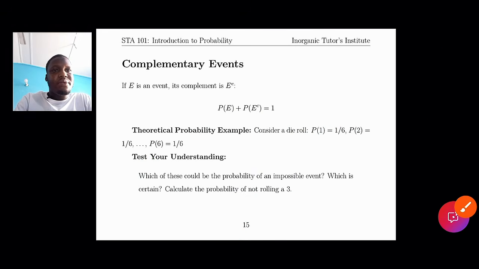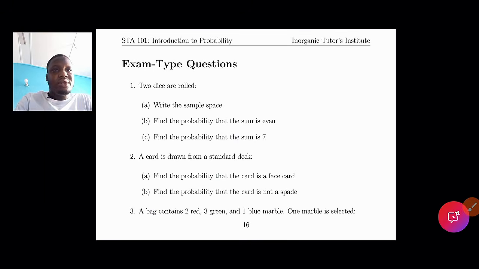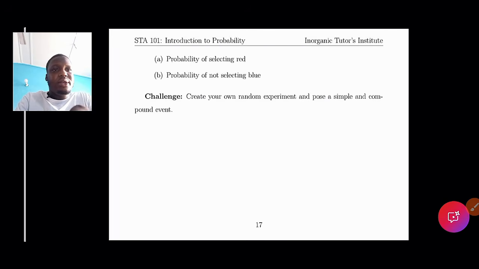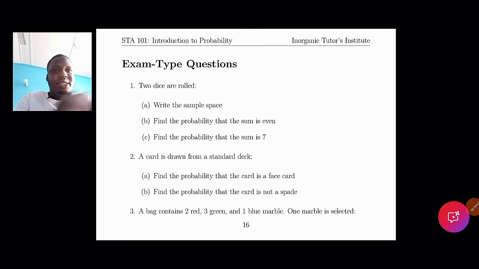Okay, so let's move on to the last slide of it. It's the same exam type questions. So let's discuss it quickly and move on to the next lecture after this.